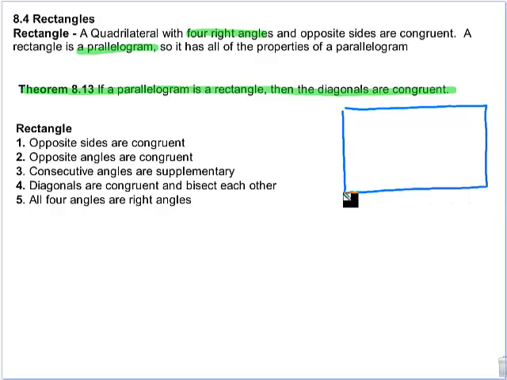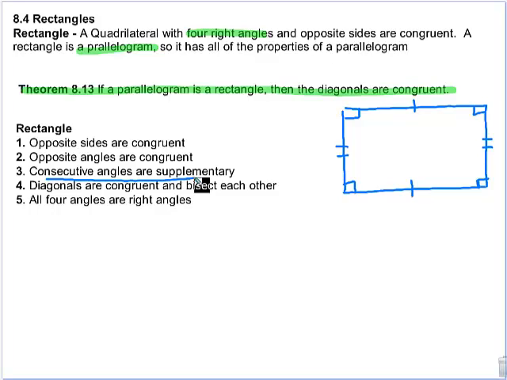So here's a rectangle. 4 right angles. Opposite sides are congruent. Okay, that's our first remark about rectangle here. Opposite sides are congruent. Opposite angles are congruent. Well, that should seem kind of obvious because all the angles are 90. Consecutive angles are supplementary. Remember, that's one of the properties of parallelograms. Does it make sense for a rectangle? Yep, the 2 angles next to each other certainly add to 180.